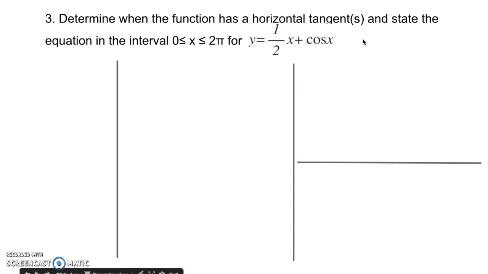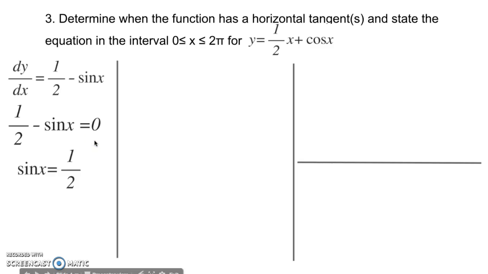The last example is similar to the one we just did with finding a horizontal tangent, but the function is now y equals 1/2 x plus cosine x. Take the derivative of the function, so dy over dx equals 1/2 minus sine x. Set 1/2 minus sine x equal to 0 and solve for x after rearranging to sine x equals 1/2. x will equal pi over 6 and 5 pi over 6, since sine is positive in quadrants 1 and 2.